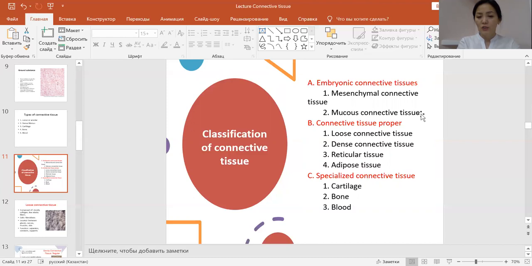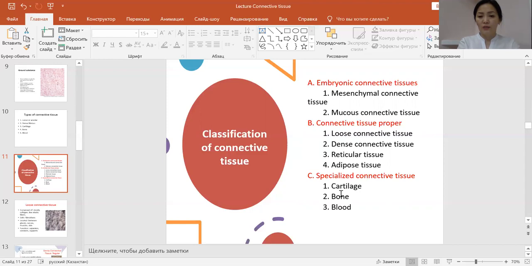And the next classification, connective tissue proper, which is divided into loose and dense connective tissue, reticular, and adipose tissue. And next, specialized connective tissue, which consists of cartilage, bone, and blood.